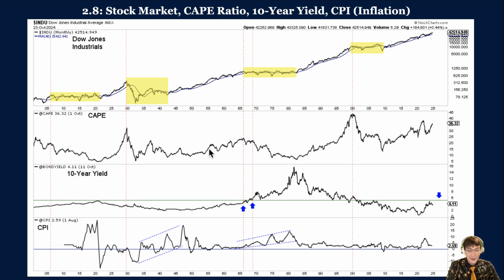The 10-year yield reaching and moving above 5% in 1966 to 1967 is said to have caused that secular peak in U.S. stocks. See the blue arrows. I would not be surprised to see a repeat over the next few years.